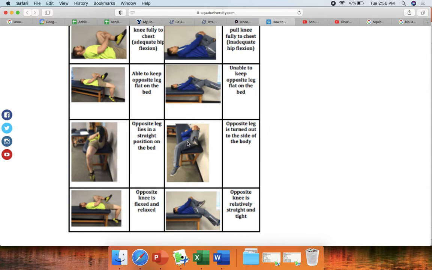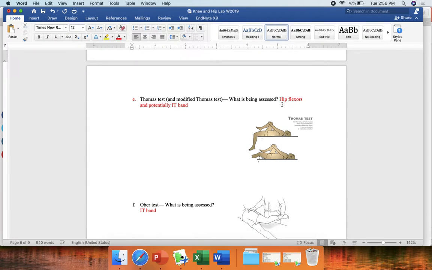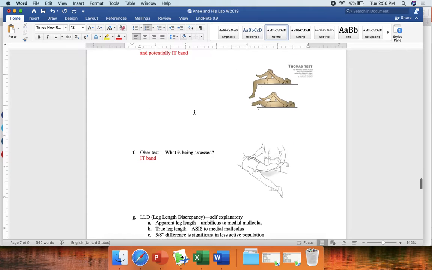You can also use this test to assess for IT band. So what you'll do is you'll just come to the end of the table. You'll look and see, does this hip, the hip that's supposed to be laying on the table, lift up or does it lag out as the person brings this one up? Both of those will just give you a general indication of the person's flexibility at the hip, in the hip flexors or the IT band, either way. So I wrote that here. Thomas test, hip flexors, and potentially IT band, depending on what you're looking at.